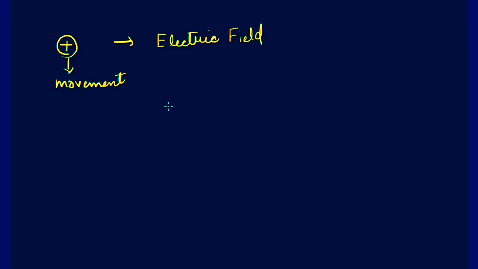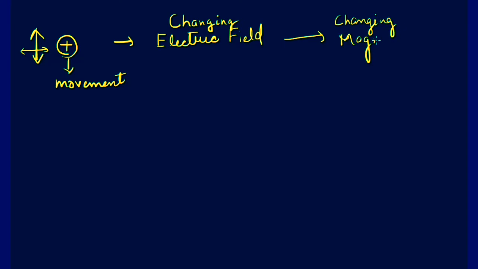So we have a positively charged particle here and it will create an electric field around itself. Now if this charged particle undergoes any movement, it will change its electric field. This is one of the ways of changing electric field. You can shake it up and down, you can move it sideways, and it will change its electric field. Now this changing electric field will generate a changing magnetic field according to Faraday's law of induction.